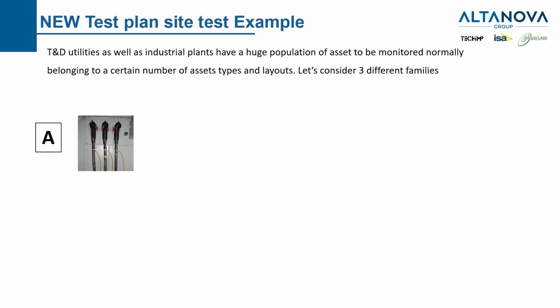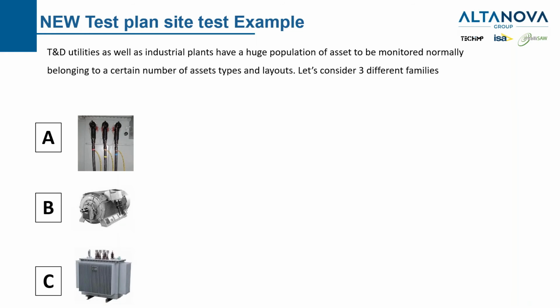Let's make a new example for the test plan. Transmission and distribution utilities as well as industrial plants have a huge population of many assets. They can be cables, motors, transformers, and if they want to have, let's say, a standardized analysis of such assets, they need to have a standardized way of testing them.